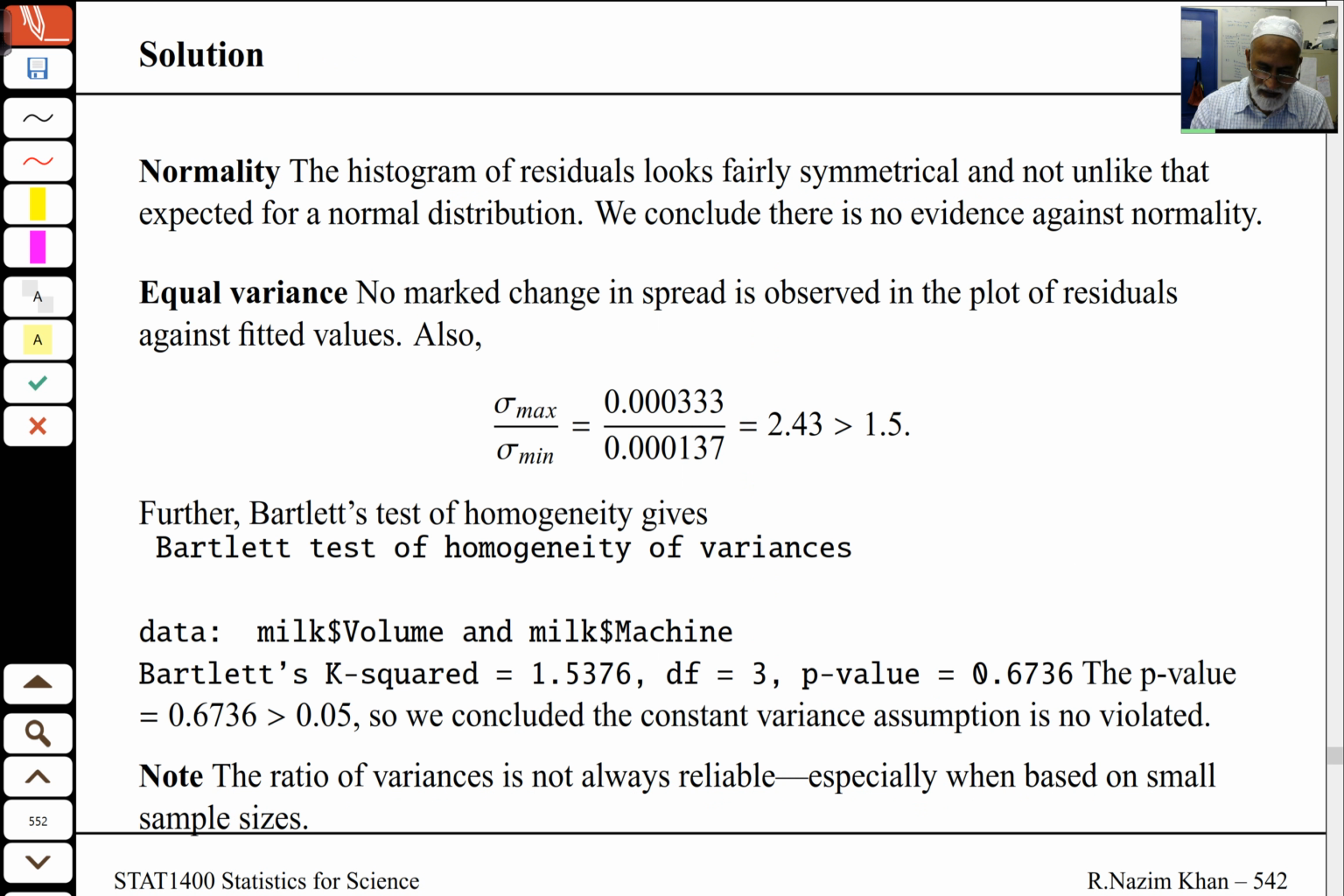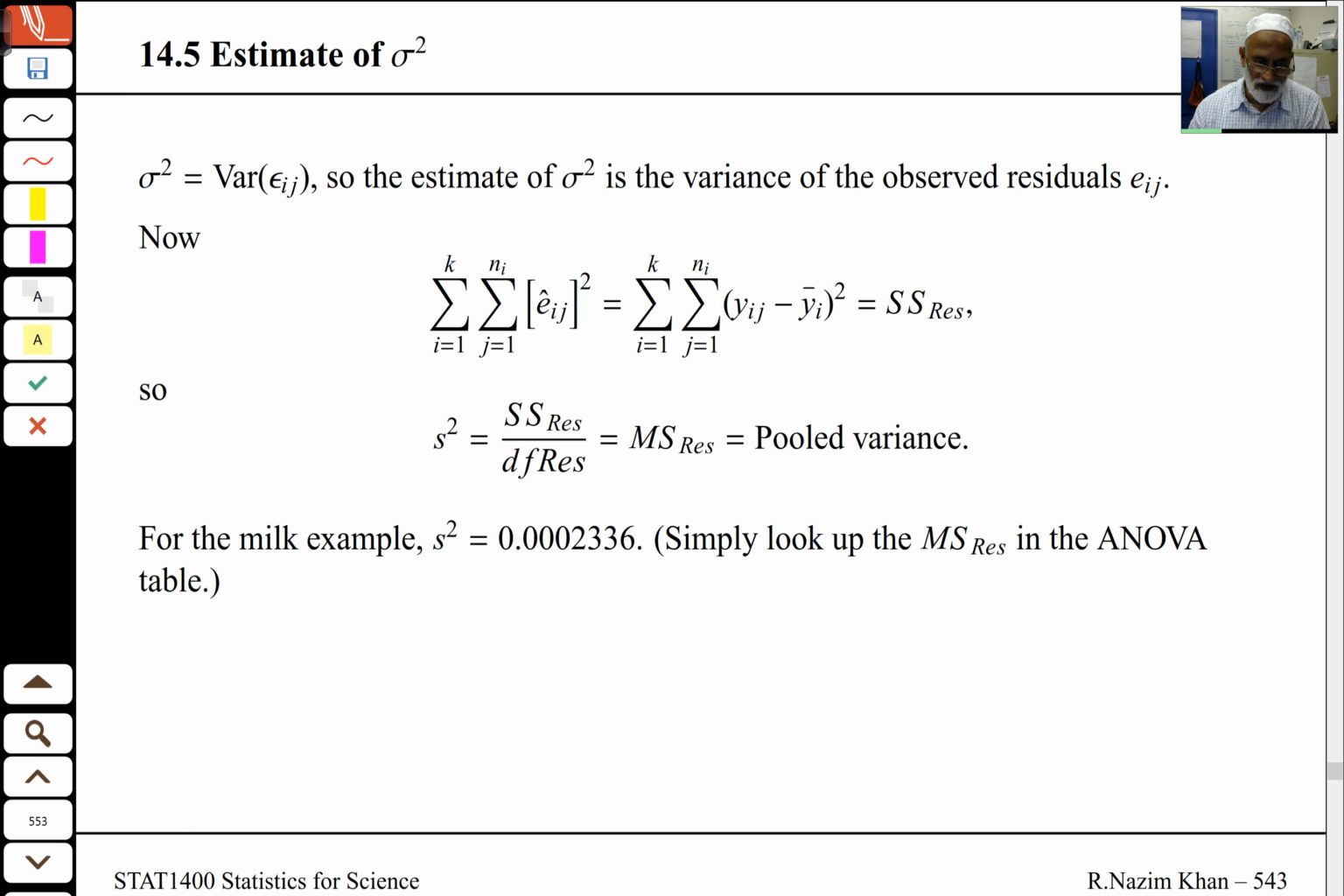Equal variance. If I look at the maximum and minimum, I find there's a problem here. 2.43 it says, which is bigger than 1.5. But if I actually use Bartlett's test, I get a p-value of 0.6736. So the test here is more accurate, especially because I've got very small sample sizes. For such small sample sizes, it's very hard to judge whether things have equal variance or not just by looking at the spread, and so the test is more accurate. So in this case, the p-value is quite large, and there is no reason to doubt the equal variance assumption.